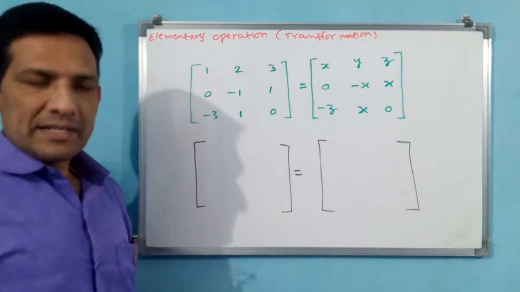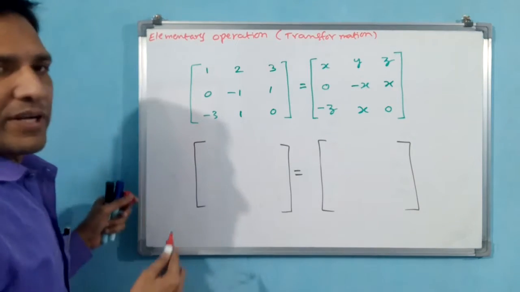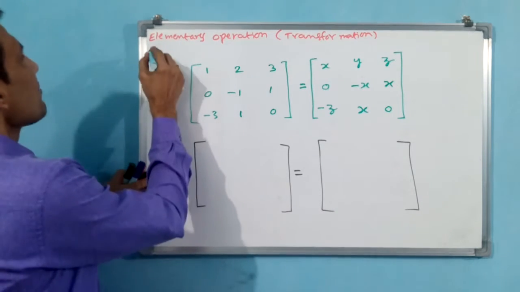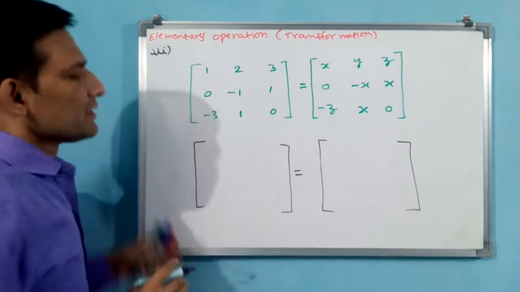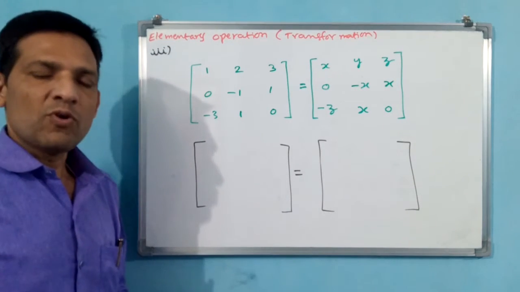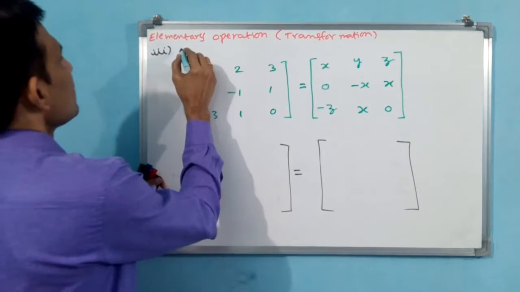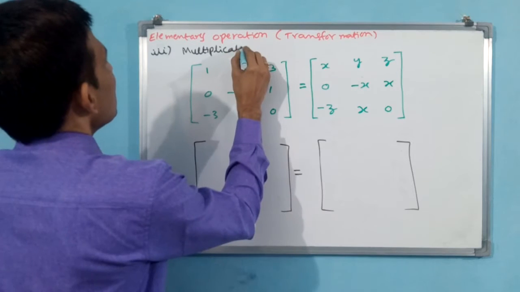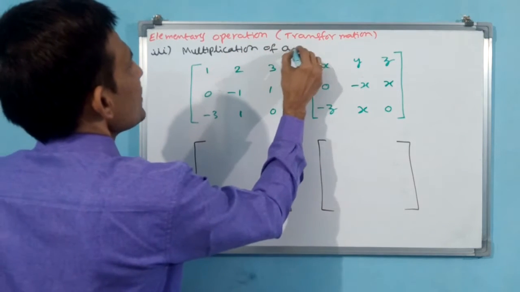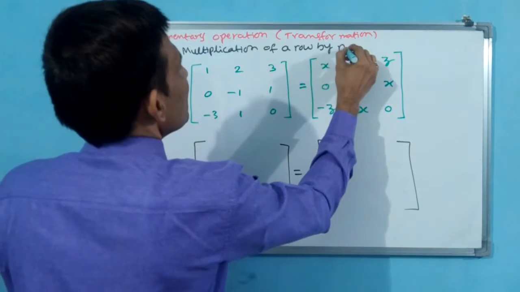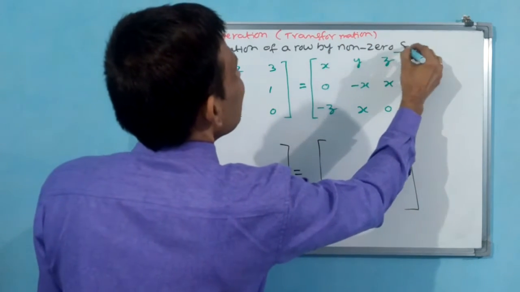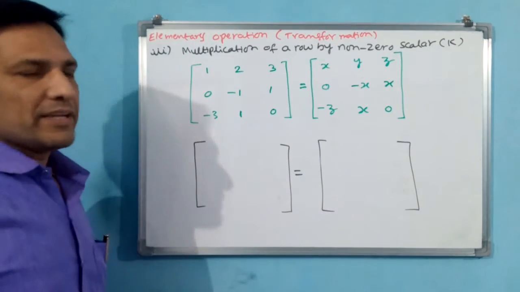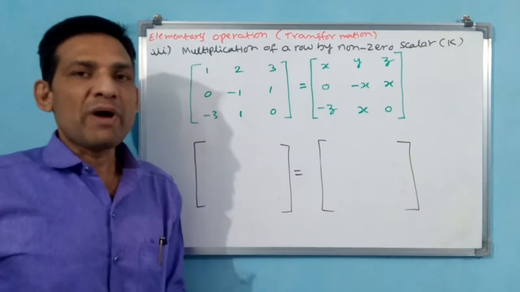Let us go for the third property, the third elementary operation. You see what I am writing: multiplication of a row by a non-zero scalar. Normally what do we take as the non-zero scalar? We take k. Multiplication of a row by a non-zero scalar.